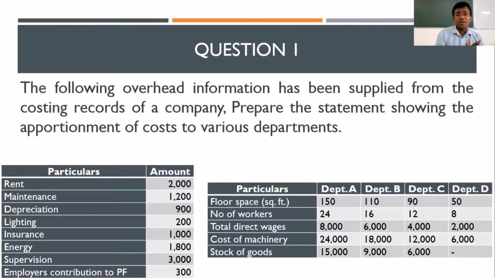This is what is referred to as the basis of apportionment. So you decide to split the rent on the basis of floor space. That is called the basis of apportionment.